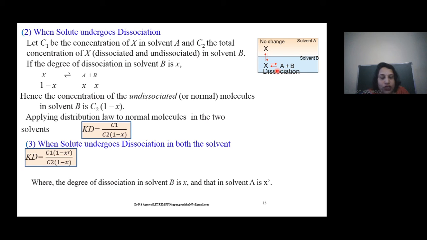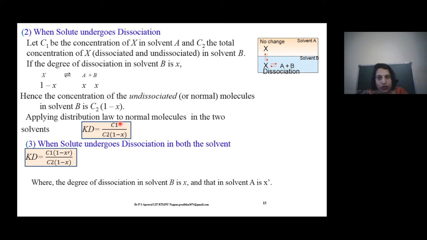Now as this is dissociation, we have to apply this equation, with degree of dissociation: initially 1, 0, 0, then at equilibrium 1 minus x, x, x. Hence, the concentration of undissociated molecules will be equal to C2 times 1 minus x. So Kd will be equal to what? This concentration upon the undissociated concentration, that means C2 times 1 minus x. That means C1, the concentration in solvent 1, upon the concentration of undissociated in solvent 2. So C1 upon C2 will not work.